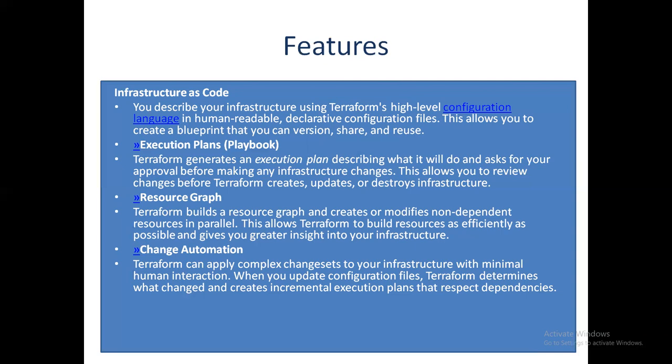So you can change automation. That's the graph. Then change automation: Terraform can apply complex change sets to your infrastructure with minimal human interaction. When you update configuration files, Terraform determines what changes and creates an incremental execution plan to that respect.